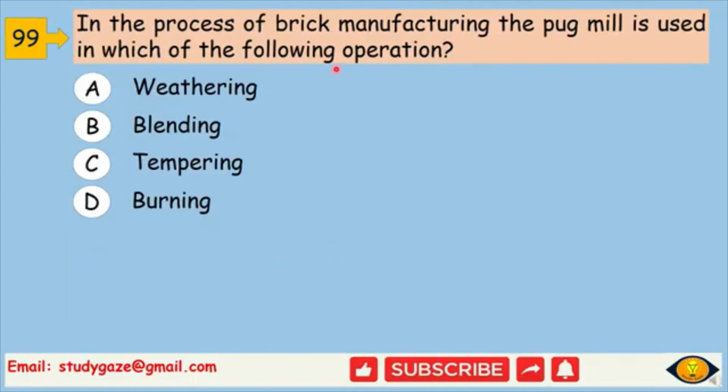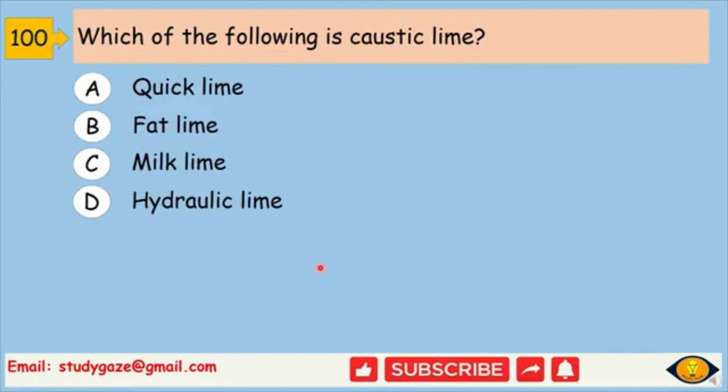99. In the process of brick manufacturing, the pug mill is used in which of the following operation? Weathering, blending, tempering, burning. Answer is C. Tempering. And the last one, 100. Which of the following is caustic lime? Quick lime, fat lime, milk lime, hydraulic lime. Answer is A. Quick lime.